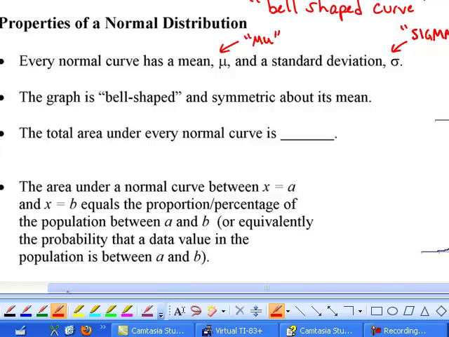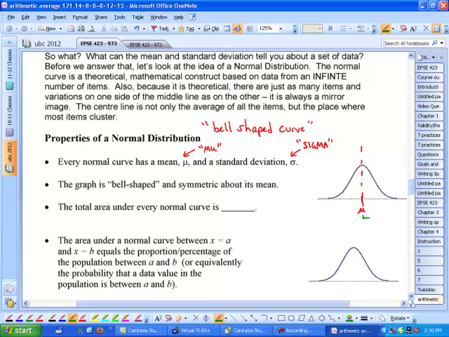So what I want you to understand is we've got this mean, or mu, which is always in the middle. And then we have the standard deviation, which is really the distance away from the mean. So this distance from here to here is called the standard deviation. And notice that the graph is bell-shaped, and it's symmetric about the mean. So half the graph is to the right of the mean, half the graph is to the left of the mean.